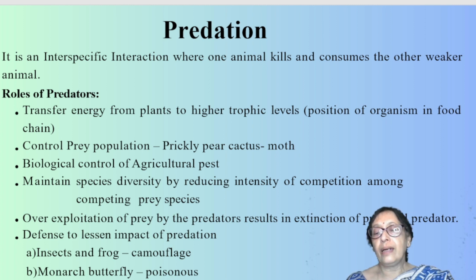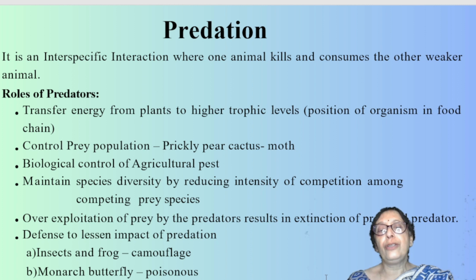Normally, predators are responsible for transferring the energy from the plants to subsequent higher trophic levels in the food chain. They also can control the prey population. Predators can be utilized for biological control of agricultural pests. They maintain species diversity, but we must remember that overexploitation of prey by the predators results in extinction of the prey and predator.